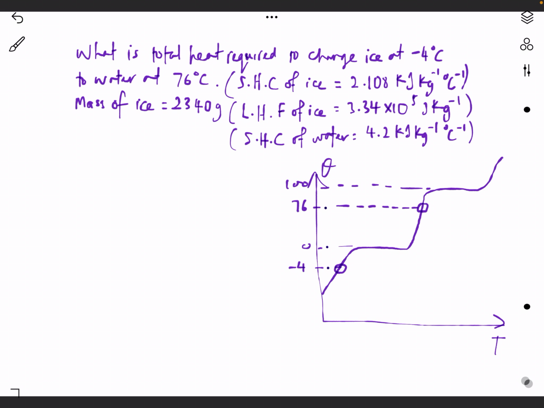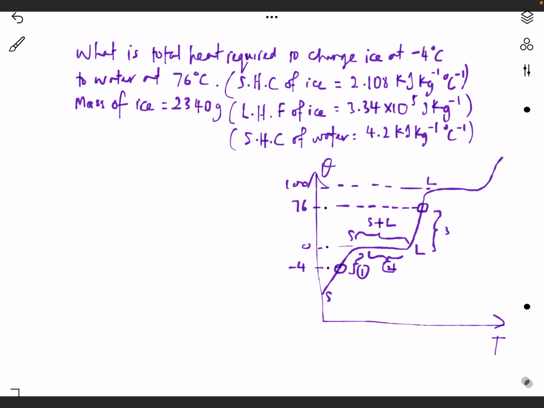So you need to find what is the total heat required to change it from -4 degrees Celsius of ice to 76 degrees Celsius of water. So let us try to look at the process involved. Here is the change of temperature from -4 to 0 without change of phase. Remember, this is solid, this is solid, this is liquid, and this is liquid. This is the first part of the graph which is involved in our calculation. And then this is the second part of the graph. Remember, this is the change of phase from solid to liquid. So this is the first one, this is the second one, and the third one is from 0 to 76 degrees Celsius. And this is the third part of the graph which is involved in our calculation.